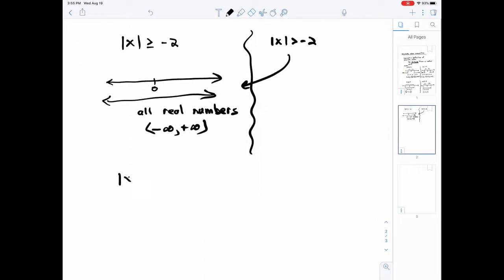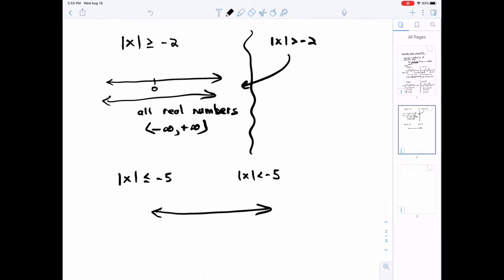The absolute value of x is less than or equal to -5, let's say. And by the way, if you have the absolute value of x is less than -5, it's going to be the same thing. It doesn't matter whether it's less than or equal to or less than. Okay, again, you can't measure out a -5 on a number line. So what do we do? Well, let's read what it says. The distance is less than or equal to a negative.